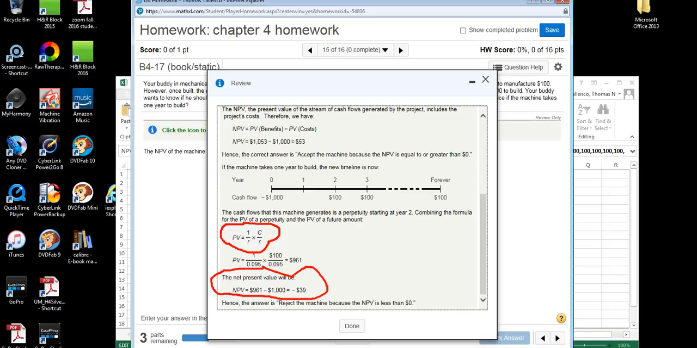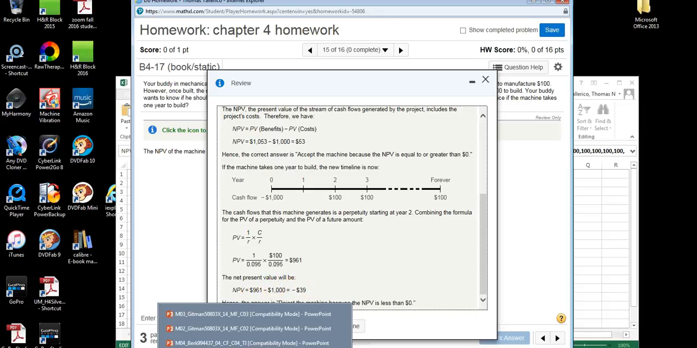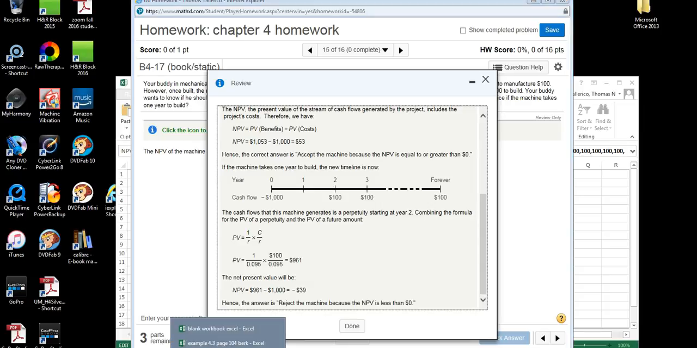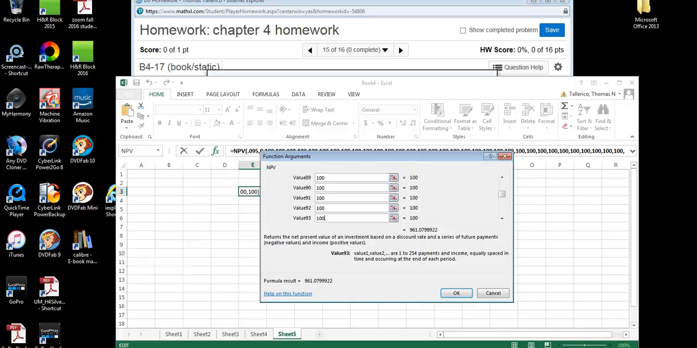What I did was I made a fake perpetuity using Excel's net present value function, and I did it longhand. I typed $100 many times, and you'll see you end up with $961, and effectively, when you do the subtraction of 1,000, you'll get minus 39. So let me just show you what I did in Excel, and you could try it, but it takes a long time.